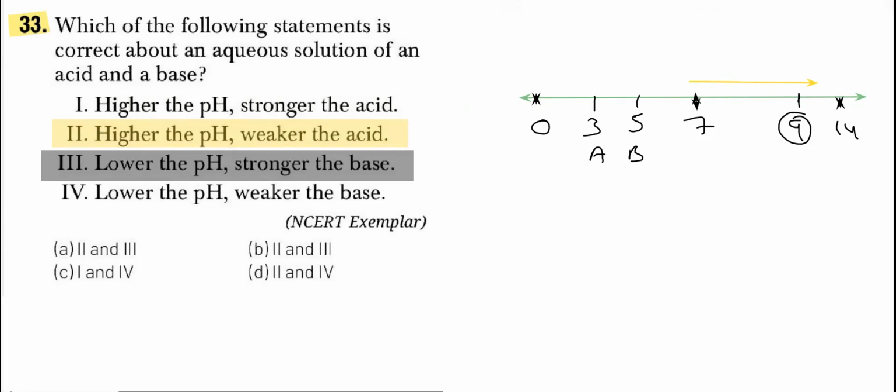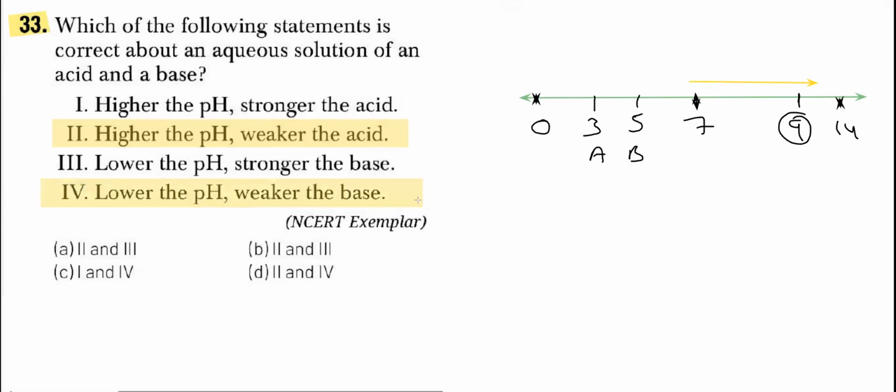The next statement says, lower the pH, stronger the base. That is again incorrect. Lower the pH, stronger is the acid. So this is an incorrect statement. And the next statement says that lower the pH, weaker the base. Yes, as you know, lower the pH, stronger the acid, that means weaker the base. So this is therefore second and fourth, which is D, right? This is D.